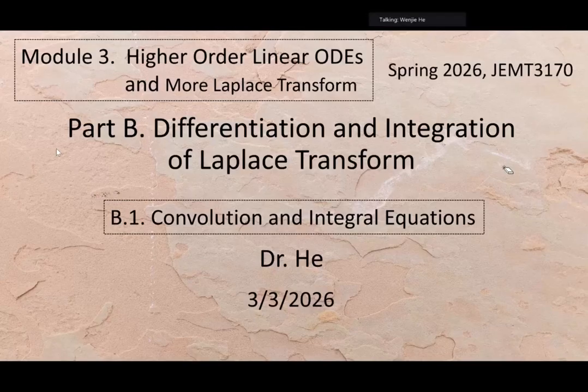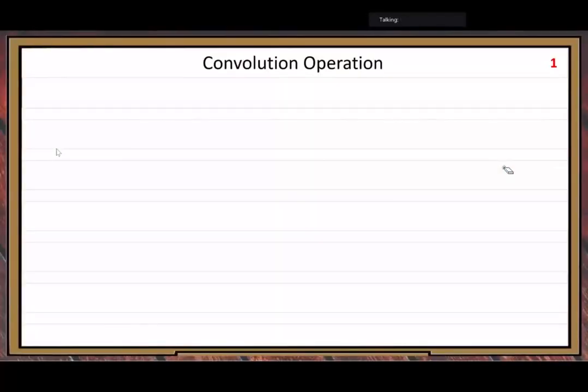All right, B.1. First, we need to study a special operation called convolution operation. That's a very useful operation. First, let's look at the definition of the convolution operation. So let's make some observations.